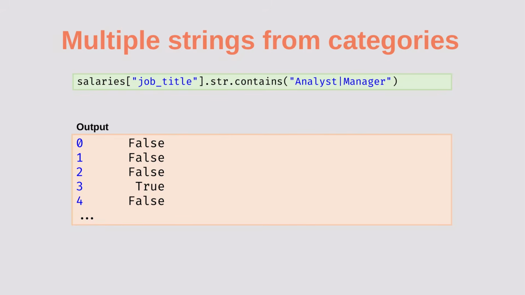If we want to filter rows containing one or more phrases, like job titles with either analyst or manager, we can use the str.contains method again. This time we separate the two phrases with a pipe. The result will return true if a job title contains either analyst or manager, and false if neither phrase is present. Be sure not to add any spaces before or after the pipe, as this would restrict the search to only those titles that have a space before or after the phrase, which isn't necessary here. Once again, this will give us a series of Boolean values.